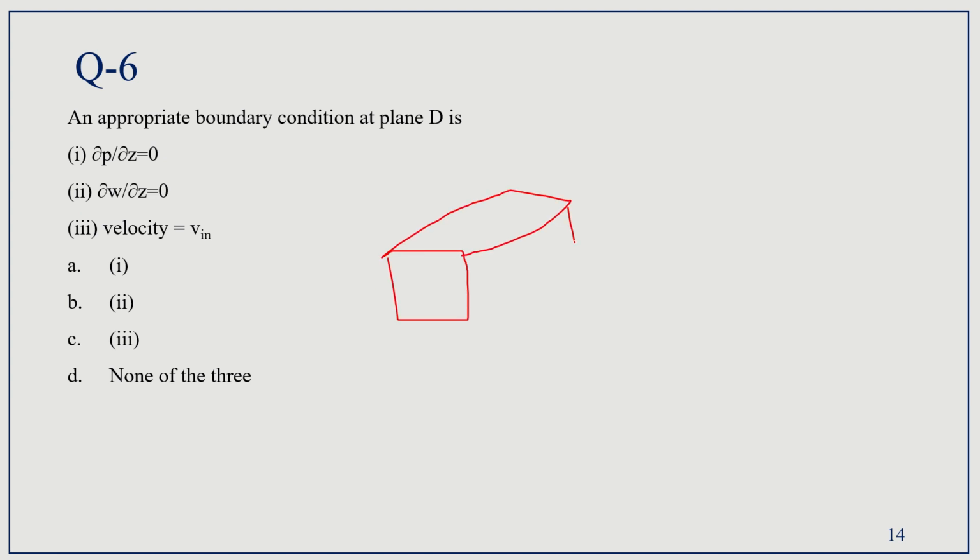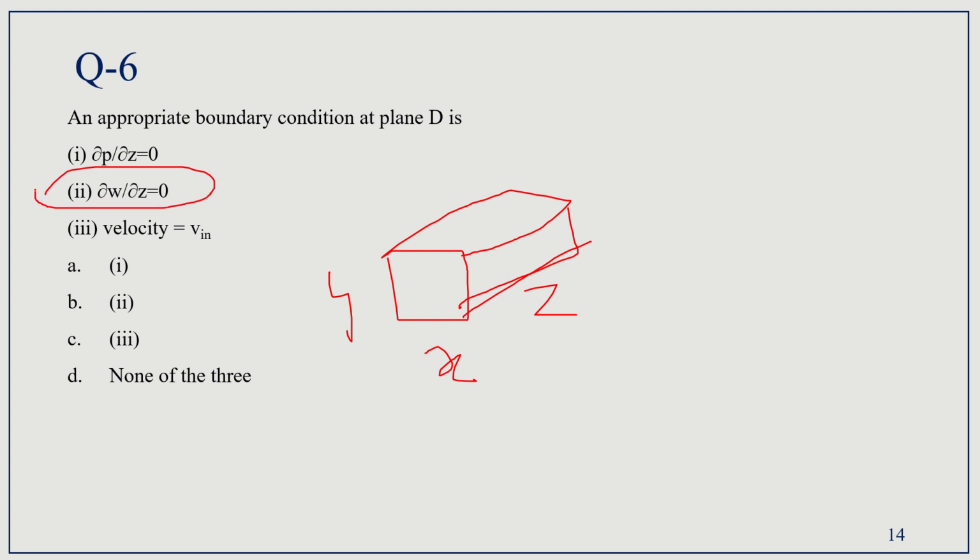Just remember the length is very much greater, not like this. So this is z, and this is y, and this is x. So if we go with this, ∂w/∂z is equal to 0.